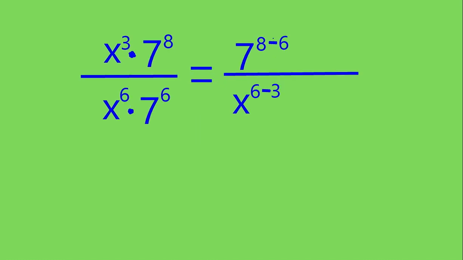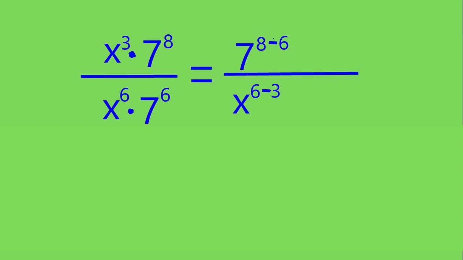For this example, we have x raised to the power of 3 times 7 raised to the power of 8, and it is being divided into x raised to the power of 6 times 7 raised to the power of 6. Because we have to write the answer with positive exponents, we start with the base 7 at the top because its exponent is larger than that of the base 7 in the denominator. We then minus 6 from 8, we get 2.